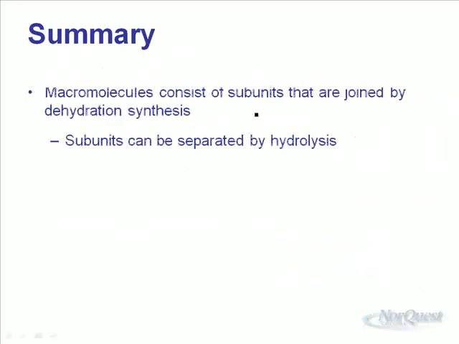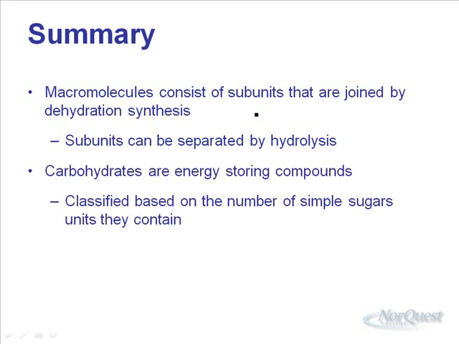So in summary from this lecture, what you should get is that macromolecules consist of subunits that are joined by dehydration synthesis. They can be separated by hydrolysis. Those are the two reactions we're going to be talking about throughout the digestion chapter. Carbohydrates are energy-storing molecules. They're classified based on the number of simple sugar units they contain. There's your monosaccharides, disaccharides, polysaccharides.